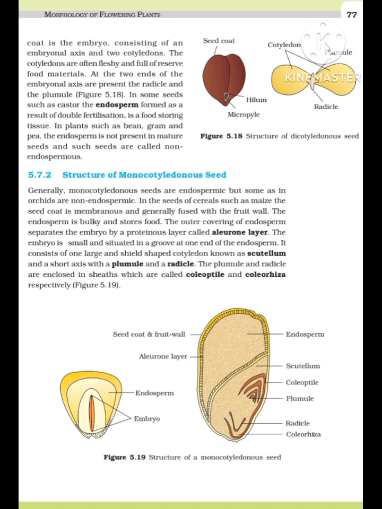It consists of one large and shield-shaped cotyledon known as scutellum and a short axis with a plumule and a radicle. The plumule and radicle are enclosed in sheaths which are called coleoptile and coleorhiza respectively, Figure 5.19. Figure 5.19 Structure of a monocotyledonous seed: seed coat and fruit wall, endosperm, aleurone layer, scutellum, coleoptile, plumule, embryo, radicle, coleorhiza.